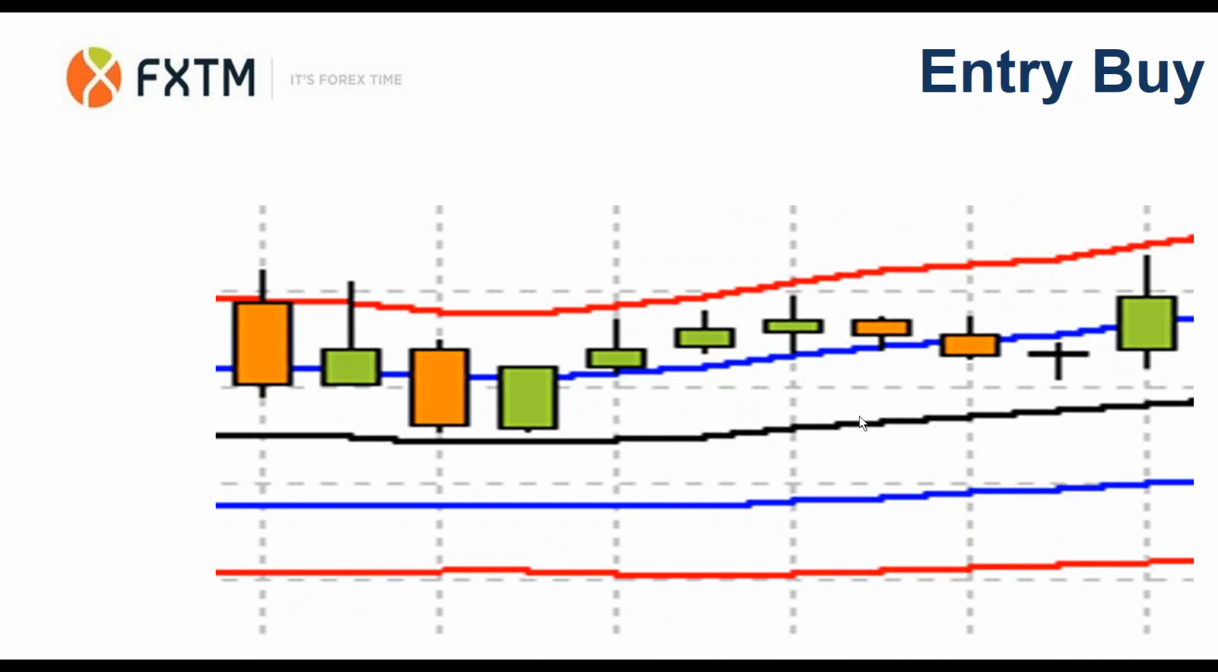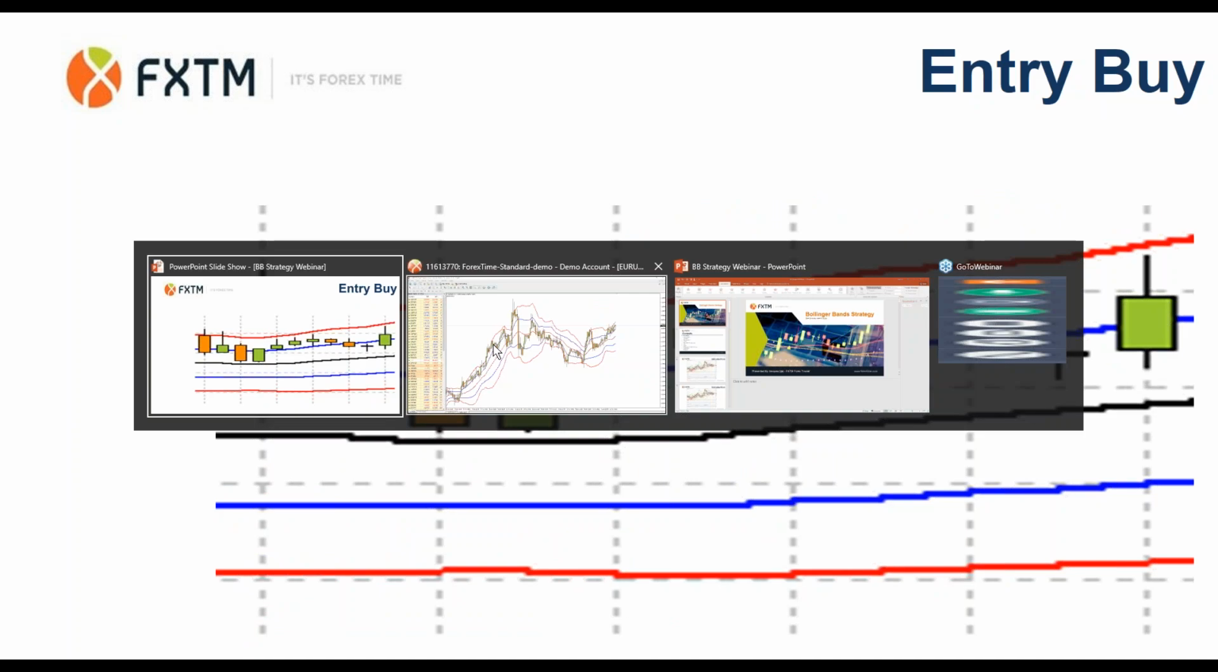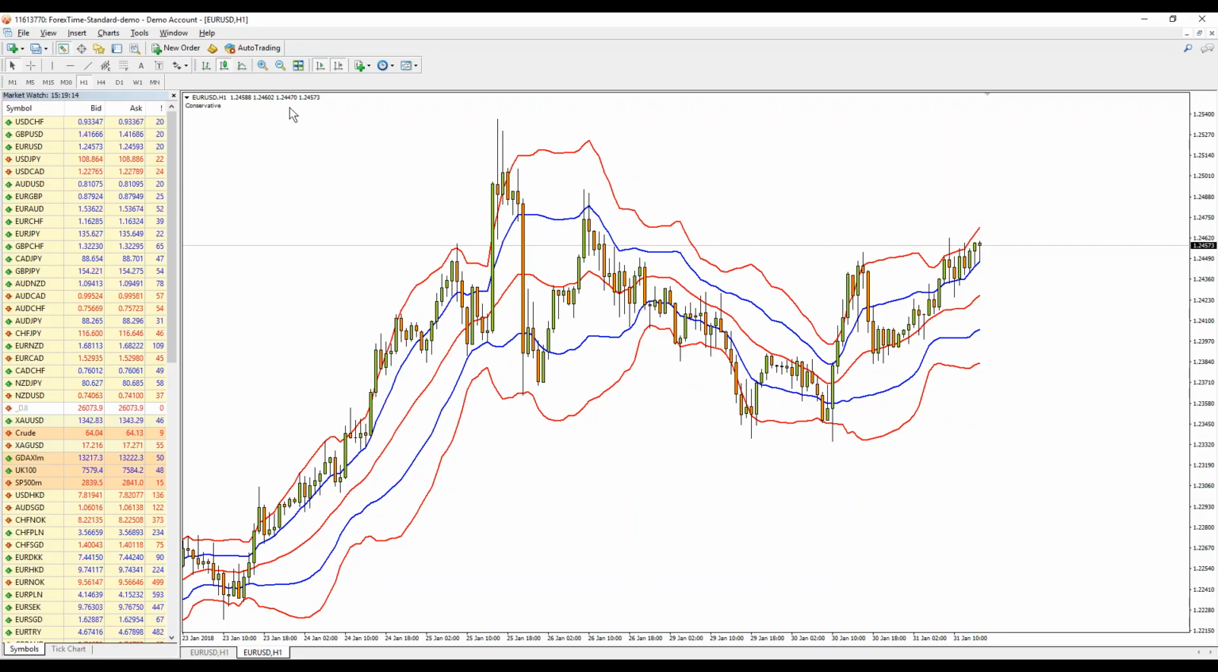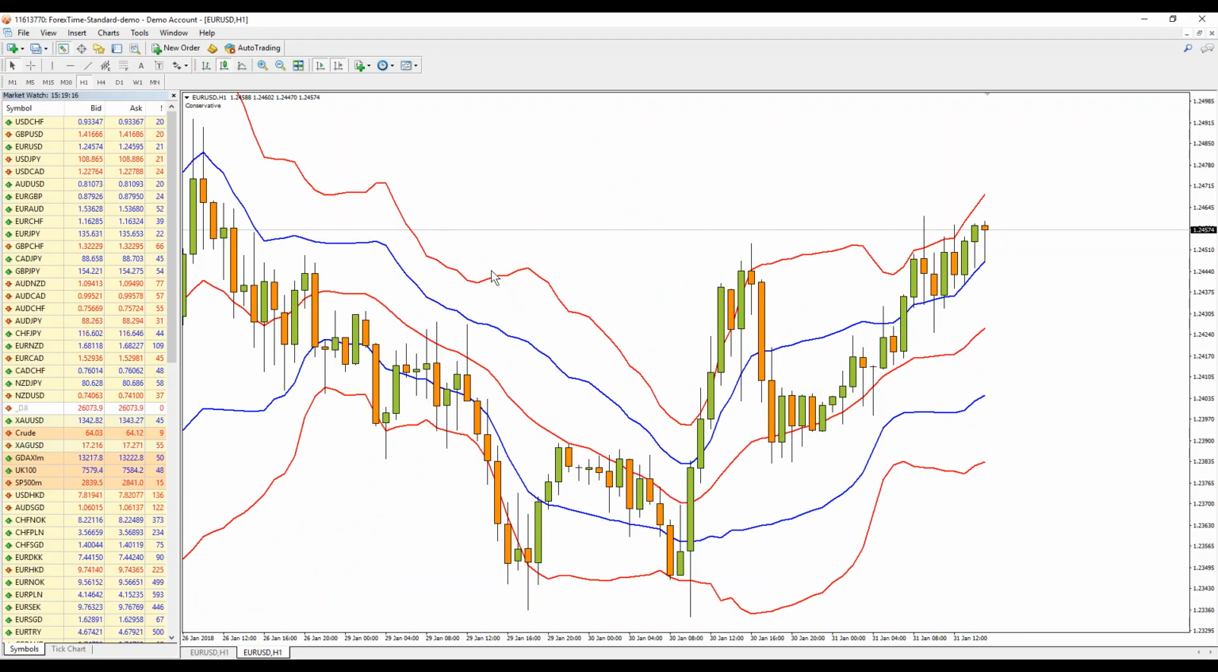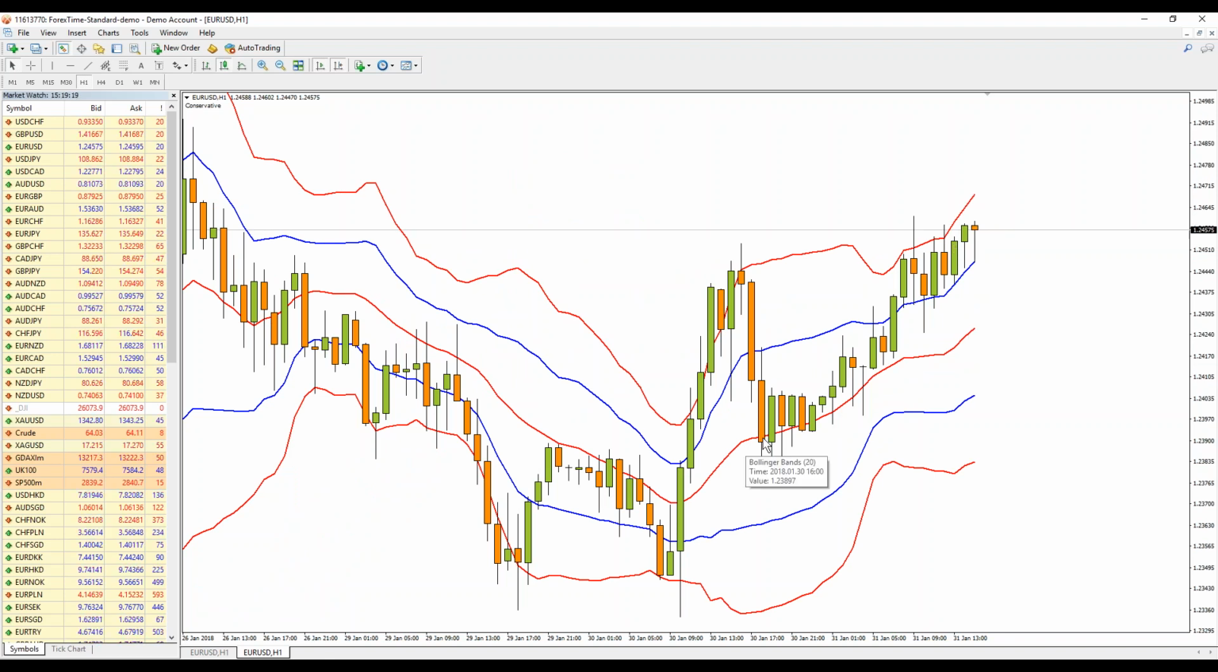Now, let's get to the juicy part. How do we enter and exit our trades? Okay. So once again, ladies and gentlemen, I'm going to take you to MetaTrader 4. This is our setup. Okay. 4 lines. The Bollinger Middle Band over here, the 1 standard deviation lines, which is the blue ones, and the red standard deviation, 2 standard deviation lines, which is these ones over here. Okay, that is our setup.